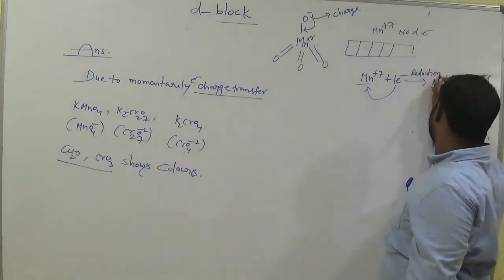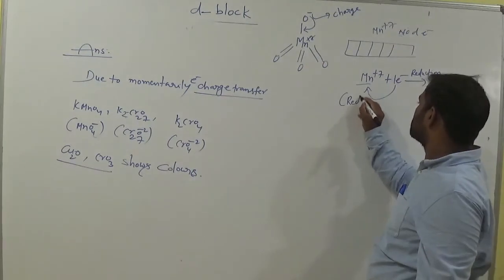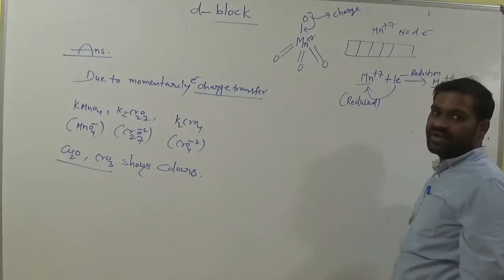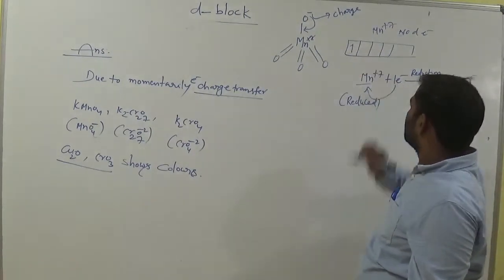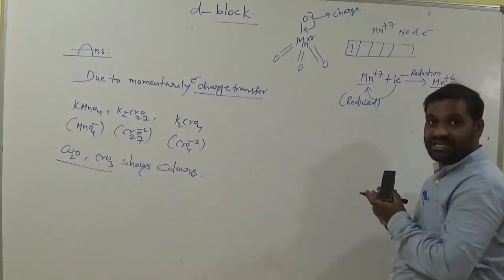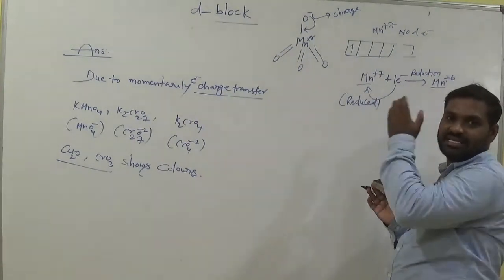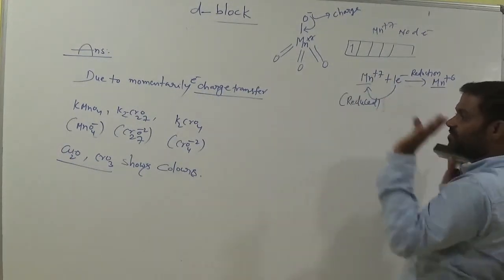Gaining of electron is called reduction. So gaining of electron means Mn plus 2 undergoes reduction. Clear? Here one electron enters into the d orbital. Now, is an electron there or not? Clearly a d electron is there, so it undergoes d-d transition. It exhibits color in the KMnO4 compound.